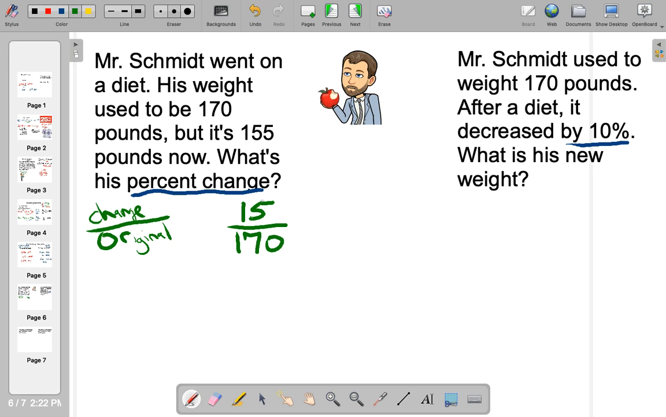Now, this type of problem is one that I do not require my students to do long division for. Okay, so if you are in my class, this is the time when the calculator is the appropriate mathematical tool. And if I typed in 15 divided by 170, I would get a pretty crazy decimal.